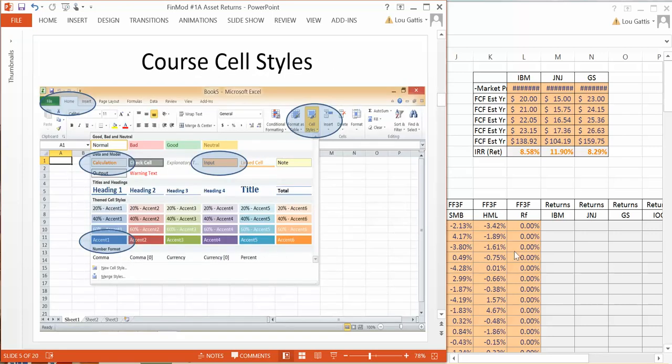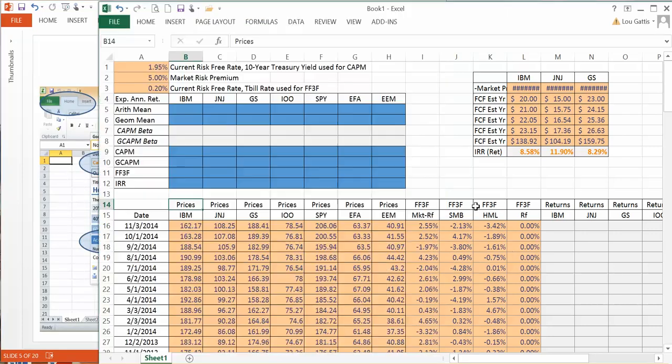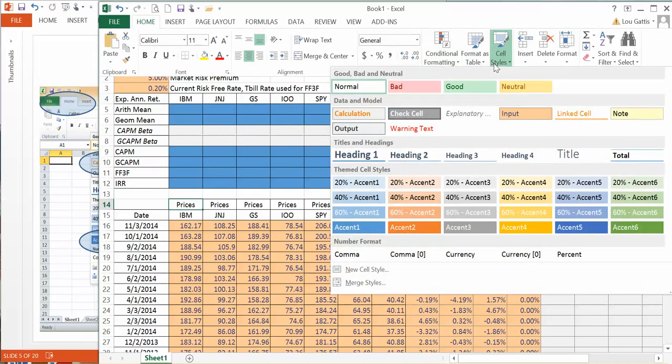And in the spreadsheet, I'm going to use styles. So if you go to Excel, Home, Styles, you'll notice Excel has some standard styles. So I'm going to use input whenever I input a value in Excel. That way, if I need to change any input, I know where to go. I'm going to use calculation for many of the cells, so I know I don't need to change those cells.